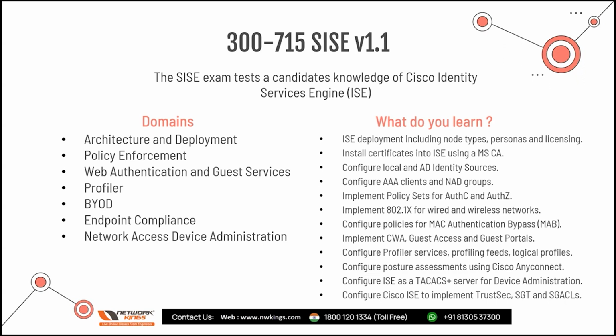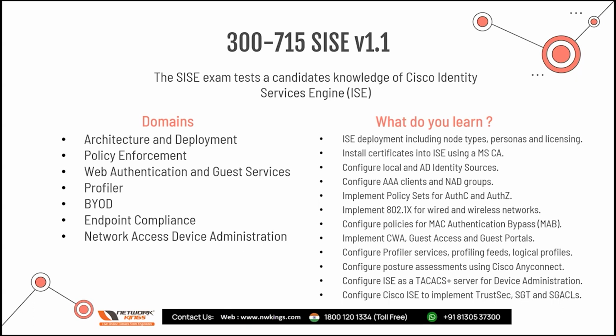Identity sources, another important piece. How can you use the local database versus how do you integrate Active Directory with ISE to make use of the centralized database that an organization might have? How do you configure the end user clients? Maybe Mac devices, iPhones, Androids, Windows devices, Linux devices. How do you configure those to talk AAA on the network? And then we'll discuss in much more detail what NADs are, network access devices, and how the network access device groups work in ISE.